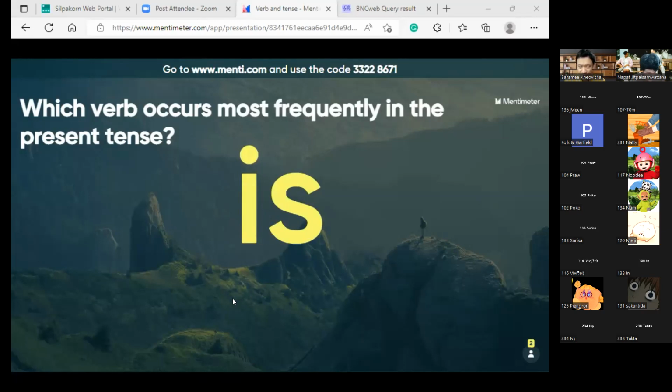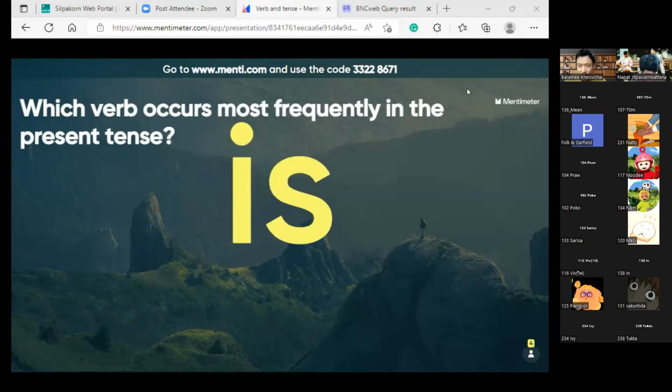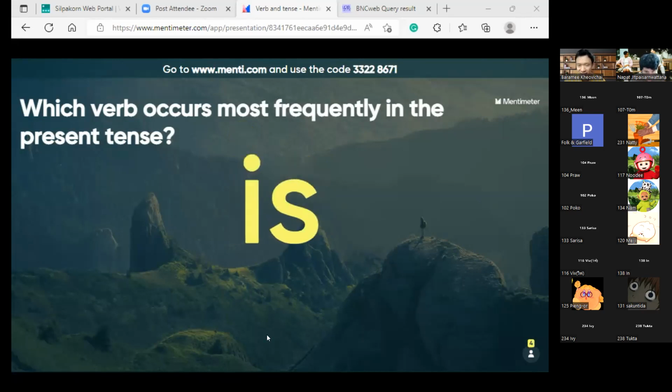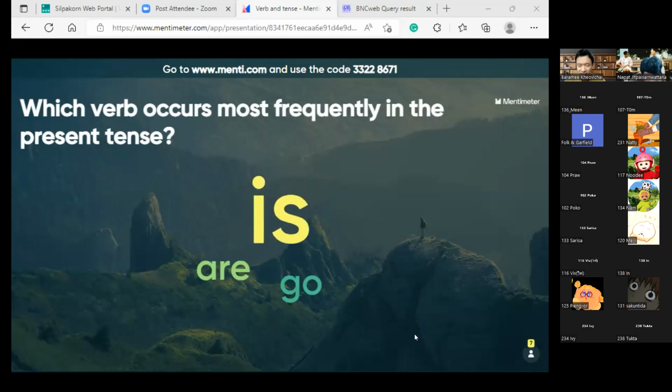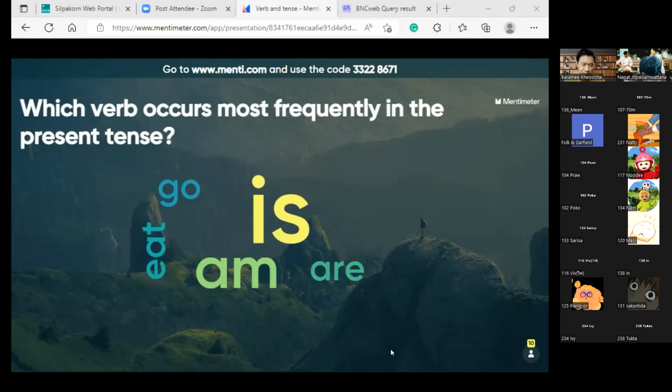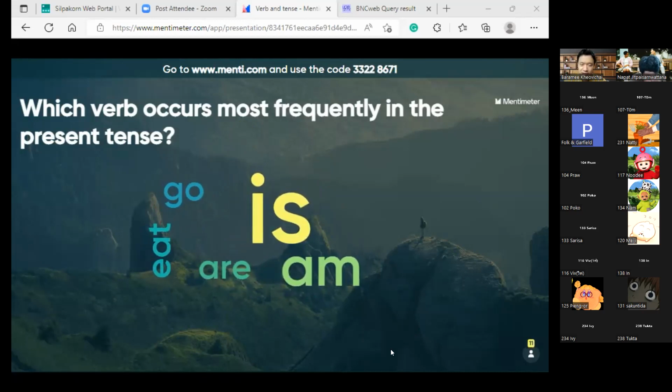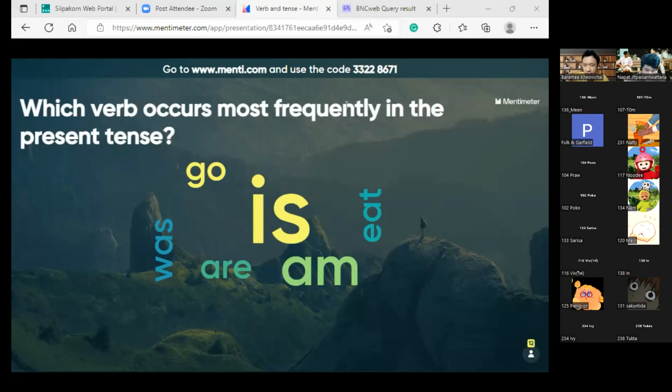Okay, let's wait for more answers. A lot of people with "is" there, and with "are". We got some more answers now. We have the word "was", with the word "eat". I think "was" is, I mean, it's past tense, right? Let's focus on the verbs that you think tend to be used in the present tense.